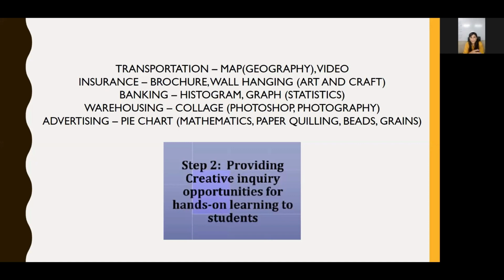So if you talk about transportation, we used map, geography; insurance, we used brochure, wall hanging, art and craft. We talk about banking, we used histogram, graph, statistics; warehousing, collage, Photoshop, photography; advertising, pie chart, mathematics, paper quilling, beads, grains. See, we used everything. So this hands-on knowledge you have to give.